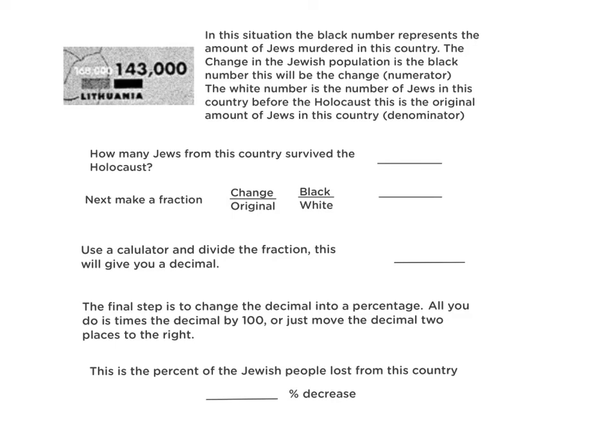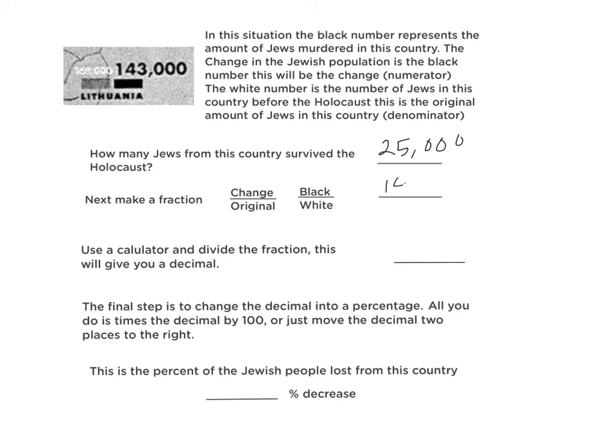All right, on the next one we're talking about Lithuania. We had 168,000 Jews before the Holocaust, and then 143,000 were murdered. That means that only 25,000 Jews remained in Lithuania after the Holocaust.